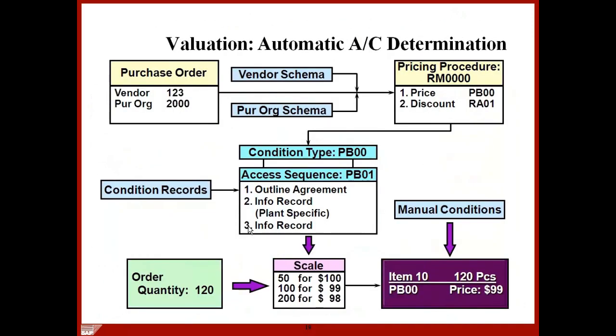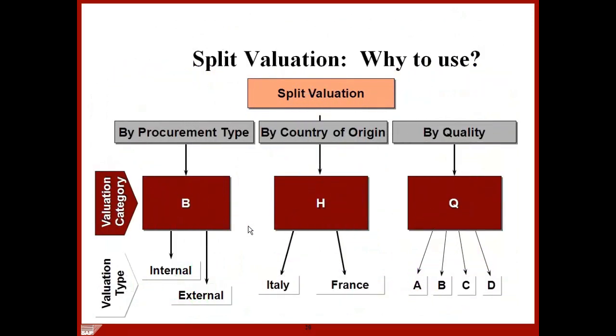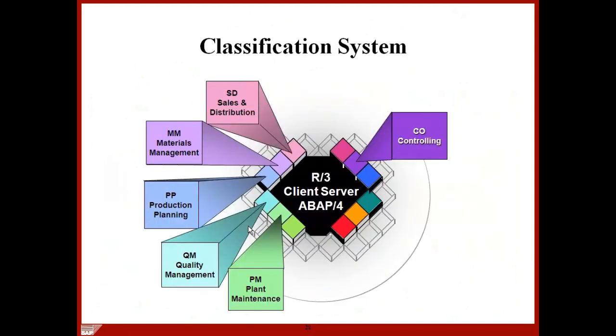And then there is something called valuation and account determination. This is what we call automatic account determination. So here we discuss the various automatic account determination techniques that we use. And then there is something called split valuation, valuating the same material or the substocks of the same material differently. That is what we call split valuation. So this also we will discuss.